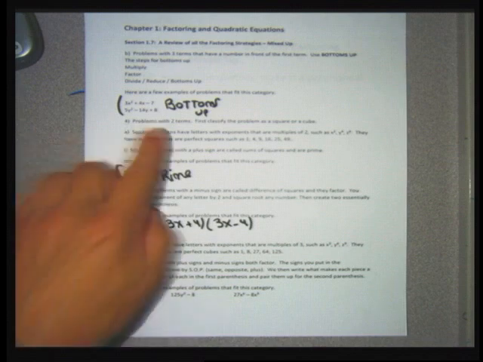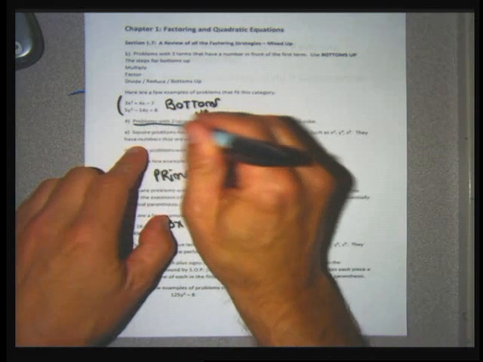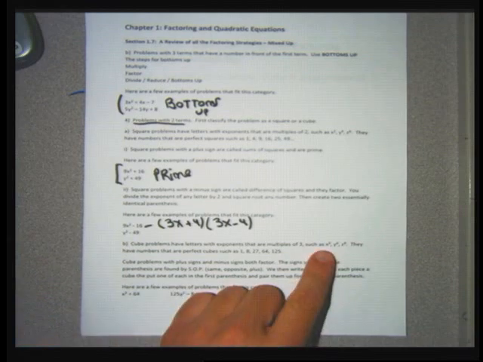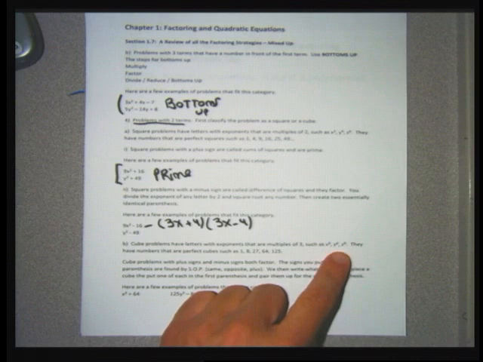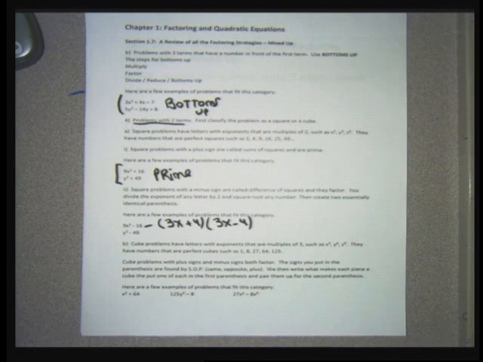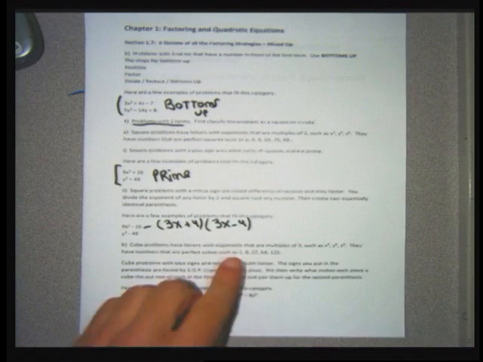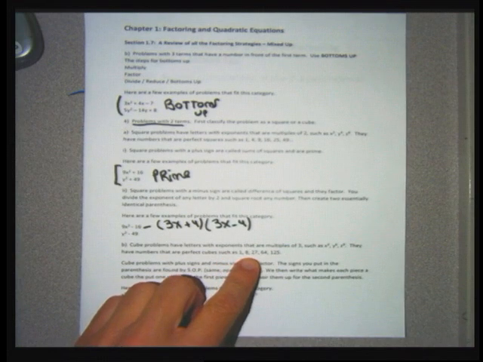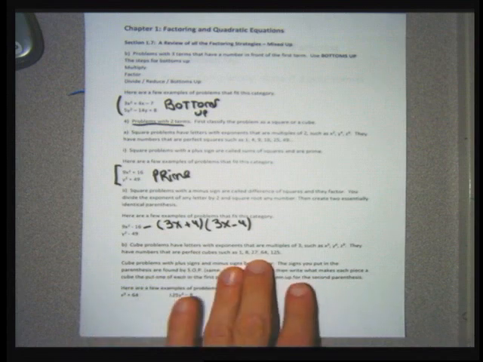Cube problems. Again, square and cube problems are reserved for problems with 2 terms. If something has 3 or 4 terms, I won't call it a square or cube problem. Cube problems, I can identify them quickly. The letters will have exponents that are multiples of 3. So x cubed, y to the 6th, z to the 9th, w to the 12th if I wanted. And the numbers will be perfect cubes. 1 cubed is 1, 2 cubed is 8, 3 cubed is 27, 4 cubed is 64, 5 cubed is 125. So if I see these kinds of numbers and exponents that are multiples of 3, and I only have 2 terms, then I know I have a cube problem.